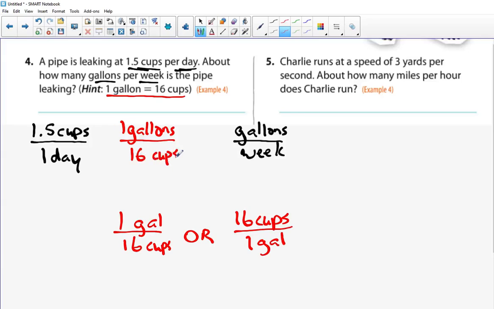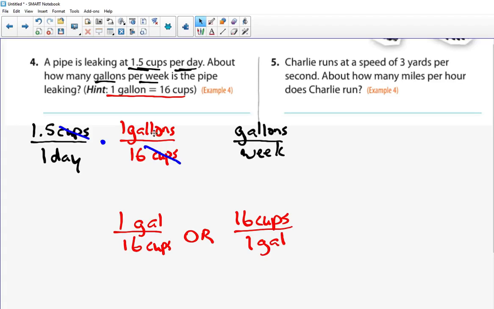The other way to think of this is, since all we can be left with are these two rates here, and since we had cups on top, when we multiply these together, we're going to end up with cups divided by cups, and these will actually cancel out, which is what we want. We want to get rid of this unit and replace it with something else. Okay, that's one part.